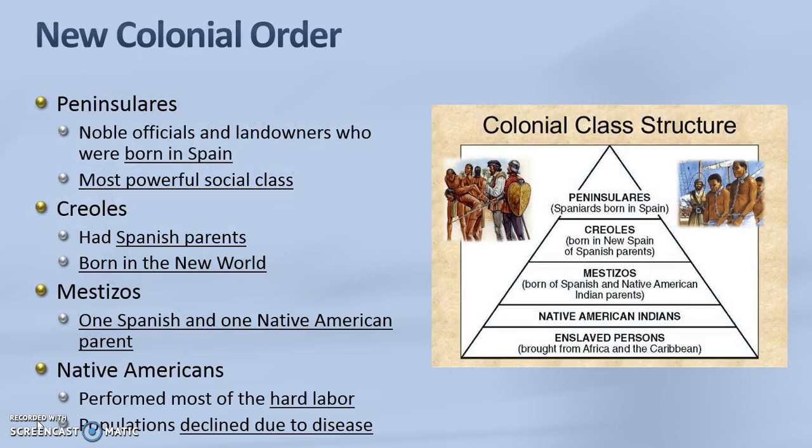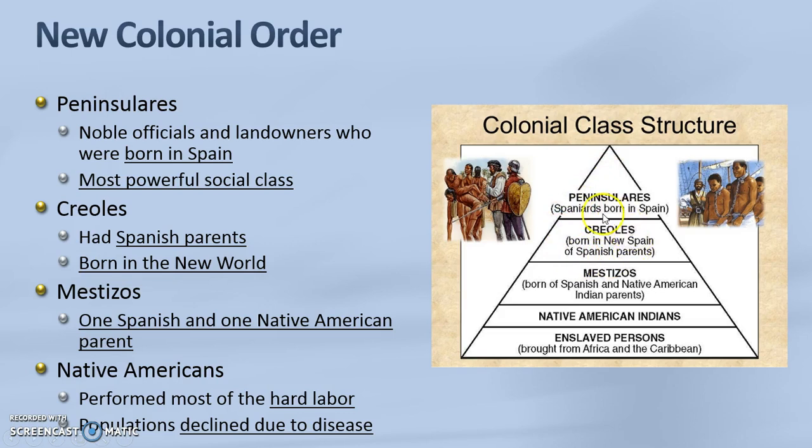So this new class structure develops in the Americas, this colonial class structure that you see pictured here. The peninsulares are at the top. They are Spaniards who are born in Spain, in the Spanish peninsula. And they are the ones who are the noble officials. They own the land. They are the most powerful social class. They participate in government. They make all the rules.